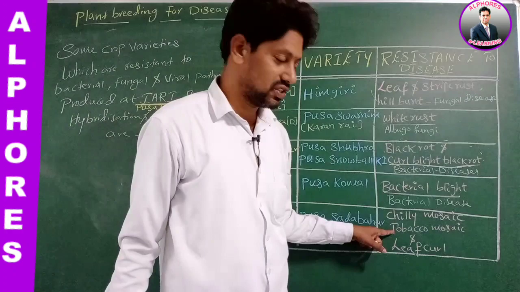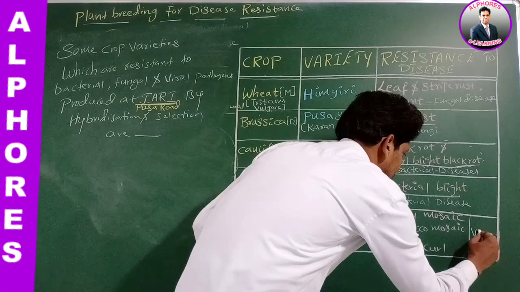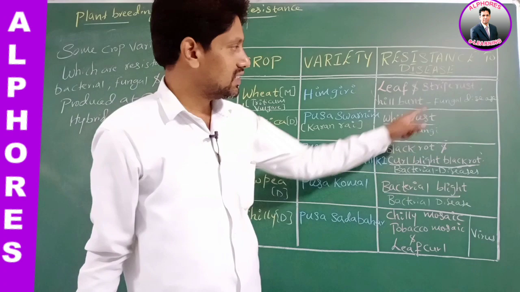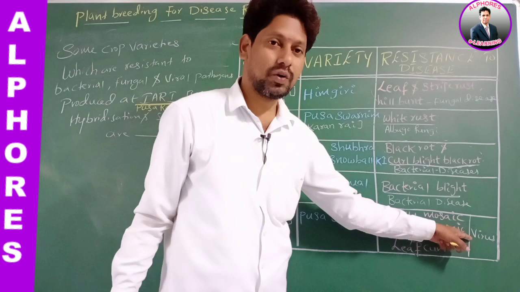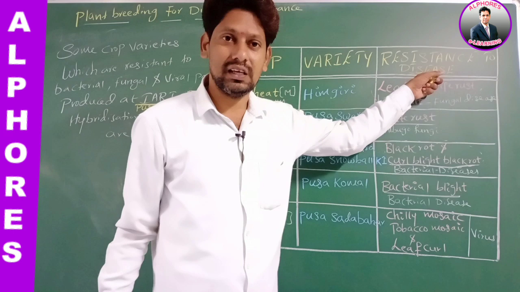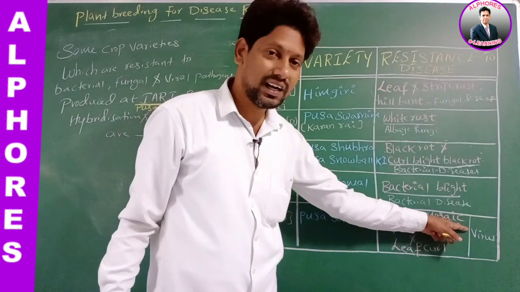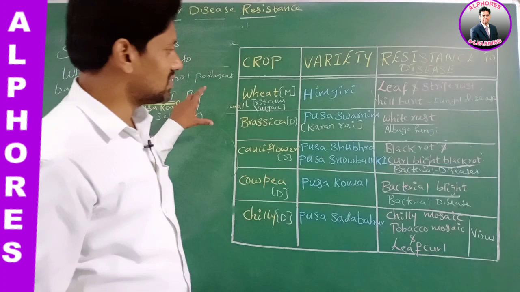These diseases are caused by what, sir? Virus. Diseases caused by virus. Sir, fungi are eukaryotic. Bacteria are prokaryotic. Virus is neither prokaryotic nor eukaryotic. Yes or no? Therefore, fungal pathogen, fungi, eukaryotic. Bacterial pathogen, bacteria, prokaryotic. Viral pathogen, virus, what, sir? Neither prokaryotic nor eukaryotic. This right box is very, very important.